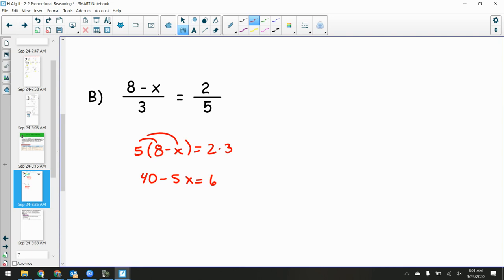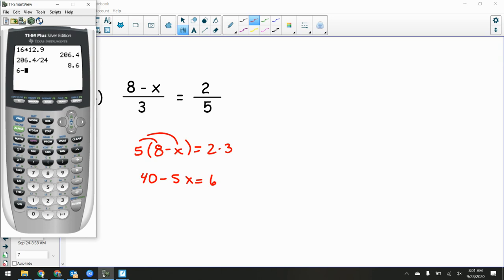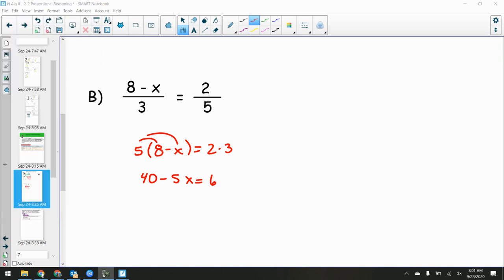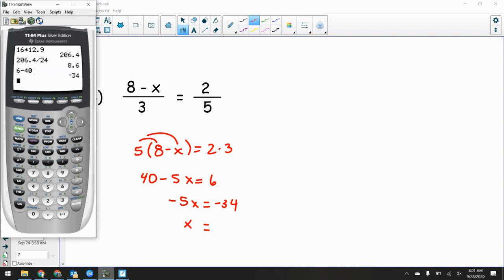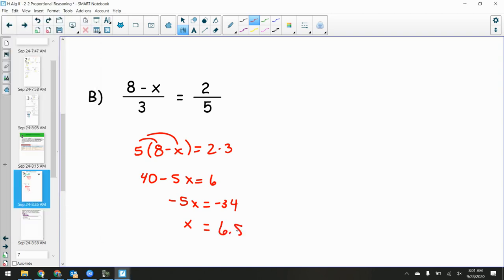Looks like I'm going to get a decimal here. 6 minus 40 is going to be negative 34. Negative 5x is equal to negative 34. And then I divide by negative 5. Negative 34 divided by negative 5 gets us 6.8. Makes sense, right? Good. Okay, so that's the algebraic piece of it.